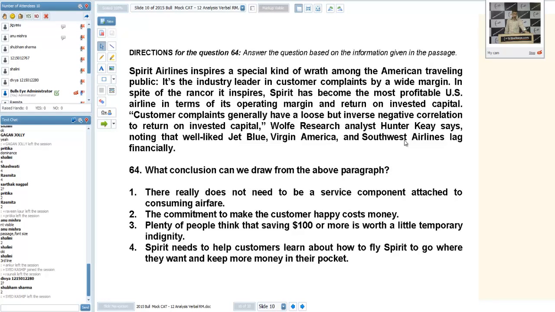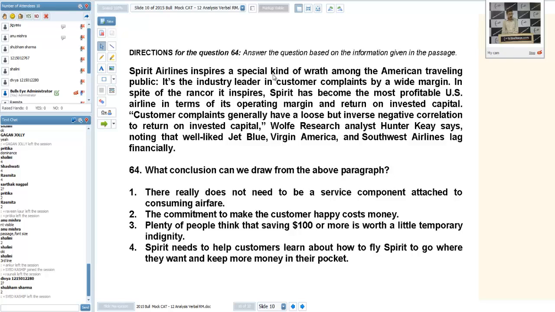But we are not talking about saving money, we are talking about return on invested capital. Therefore, rejected. Spirit needs to help customers learn how to fly Spirit to go where. Very funny. You will generally find this on cartoon channels rather than in real life passengers flying planes. So it is the second: the commitment to make customers happy costs money.